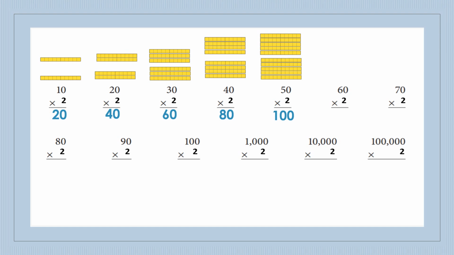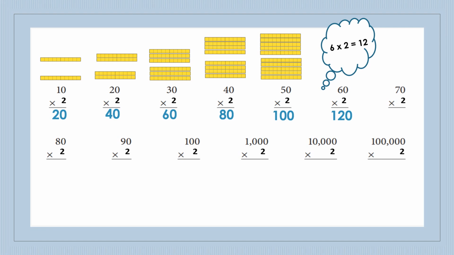So let's think about now some basic facts that maybe could help us figure out these products because we're working with a factor that is a multiple of 10. So when we look at 60 times 2, let's think first, two groups of 6 ones. Two groups of 6 ones would give me 12. So if I have two groups of 6 tens or 60, that would give me 12 tens or 120.